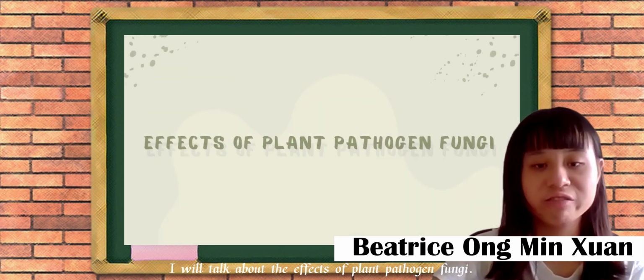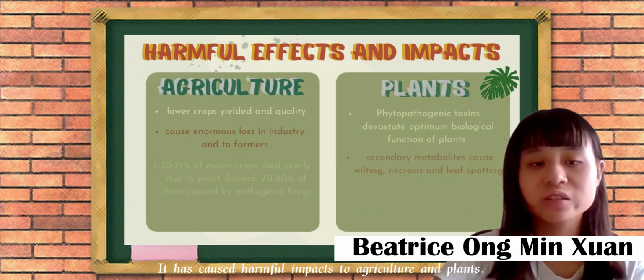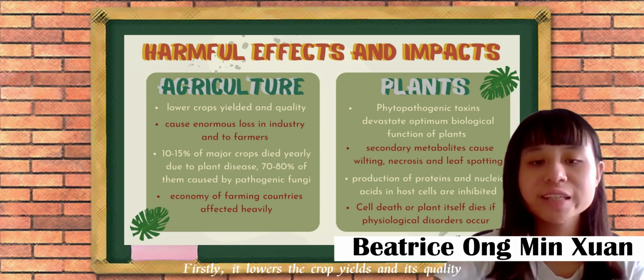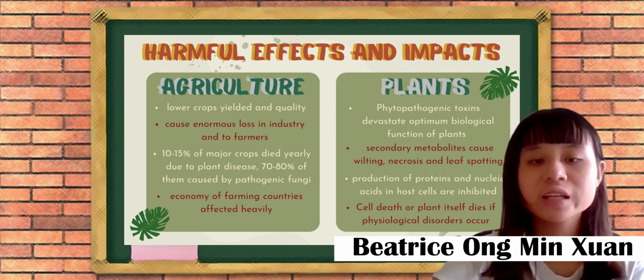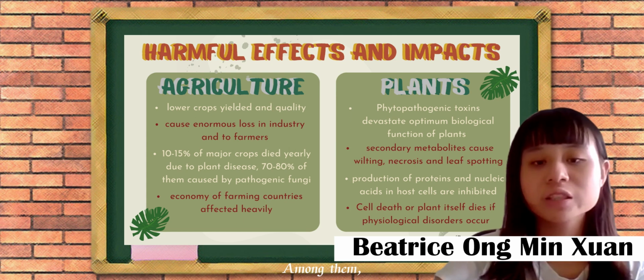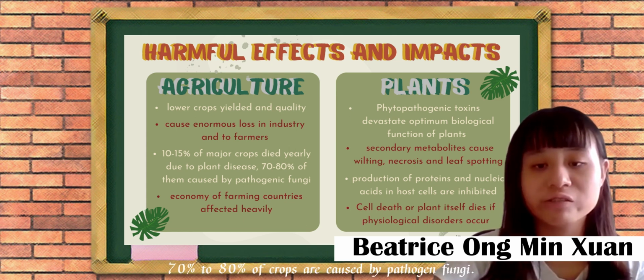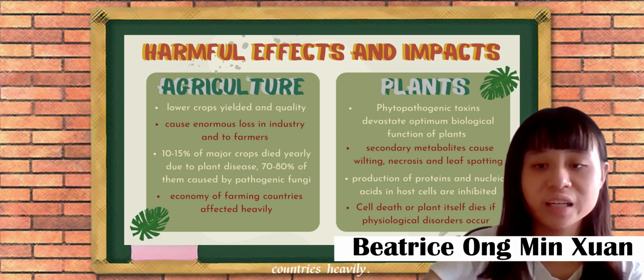Next, I will talk about the effects of plant pathogen fungi. It has caused harmful impacts to agriculture and plants. Firstly, it lowers the crop yield and its quality, which causes huge loss in the agriculture industry. It is reported that plant diseases cause a loss of 10 to 15% of major crops in the world yearly. Among them, 78 to 80% of the losses are caused by pathogenic fungi. This has heavily impacted the source of income in farming countries.